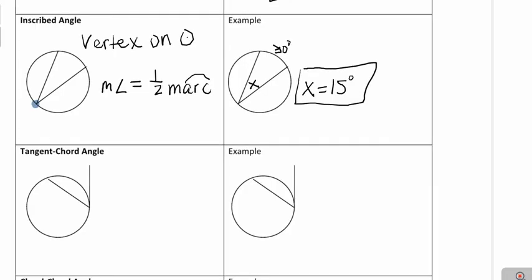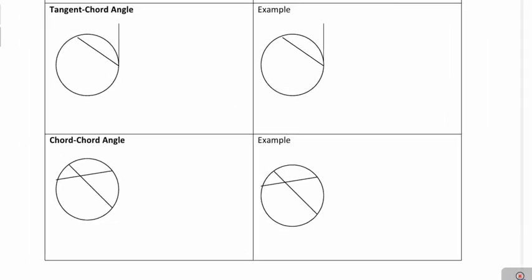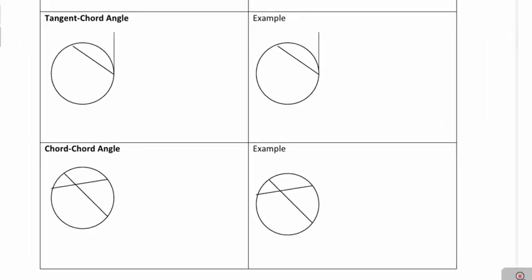Okay, moving on. The next one is called a tangent chord angle. This angle is made up of a tangent line and a chord line. Notice that for this angle, the vertex again is on the circle. So it's going to have the same formula as the inscribed angle. So if the vertex again is on the circle, the measure of the angle is equal to 1/2 the measure of the arc. So even though these two angles look different, the vertex is still located in the same spot. So we're going to calculate it the same way.